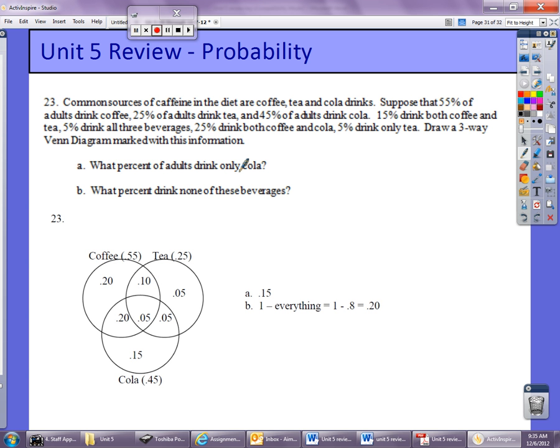So what percent drink only cola? Here's your only cola, that's 0.15. For none of these beverages, you take all of these and add them together, and you get 0.8, so that means 1 minus 0.8 is 0.2.